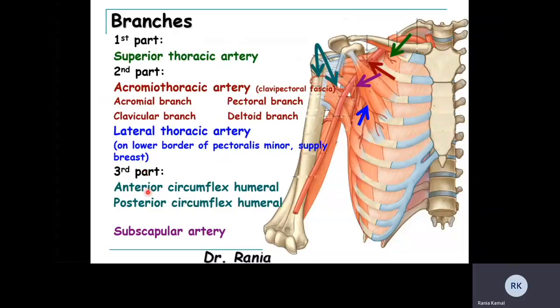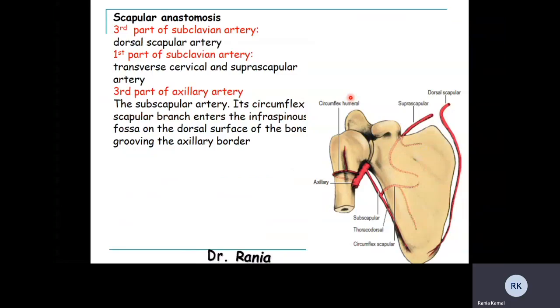The third part, as I have mentioned, gives the anterior circumflex humeral and posterior circumflex humeral. This posterior circumflex humeral, to reach the back of the humerus, will pass through the quadrangular space. The subscapular artery gives a branch called the circumflex scapular artery, and this circumflex scapular artery will go backward through the upper triangular space.